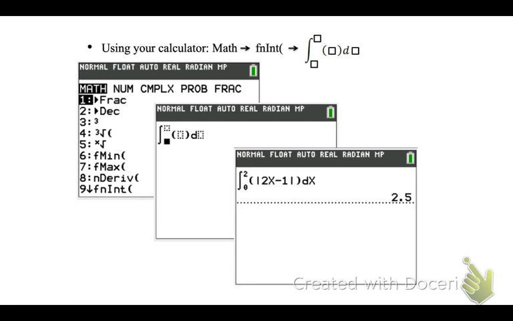Okay, so under math, do you see derivative? I see derivative right there. Do you see integral? I see integral right there. So we have this one, the finite integral. So you push it.